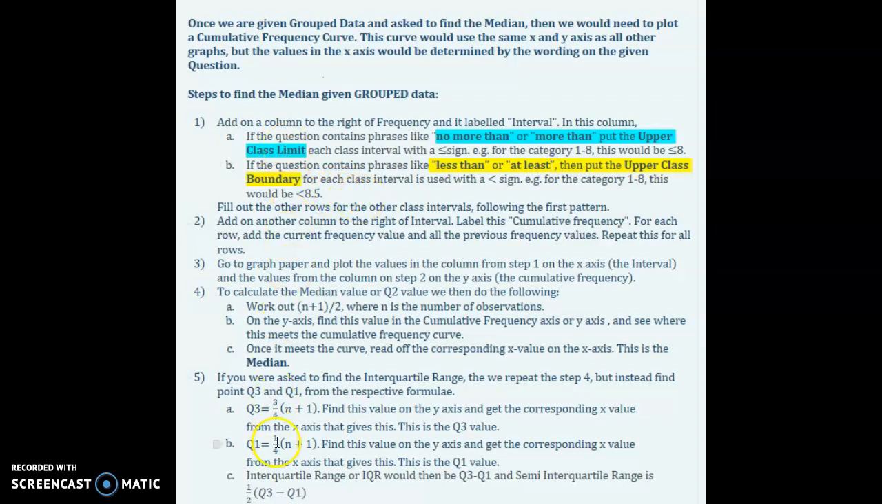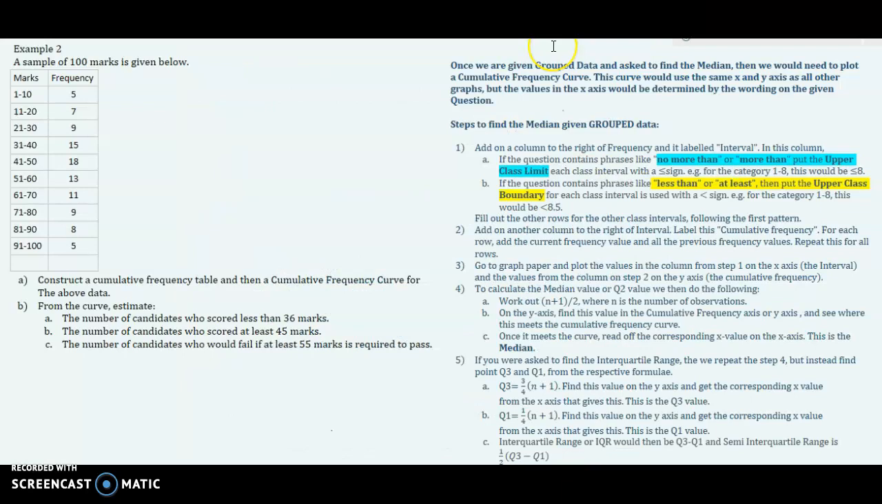Right now, this is my note here on how to find the median, and I also have a detailed part here referring to interquartile range and even semi-interquartile range. So now let me move on to my question. I'm calling this example 2. Here, they say a sample of 100 marks is given below. The categories are 1 to 10, 11 to 20, 21 to 30, etc. So this is group data, and this is the frequency. It's 100 in all, so when I add this up, I'm supposed to get 100.